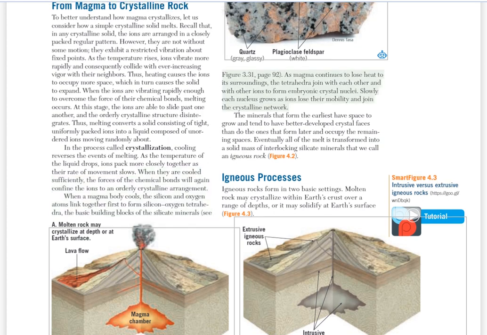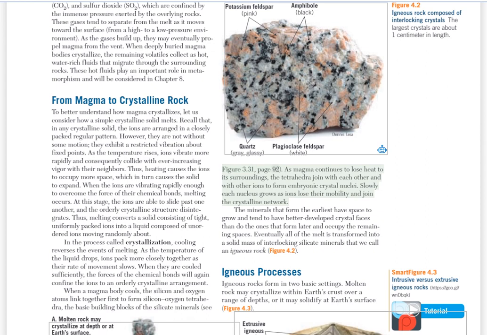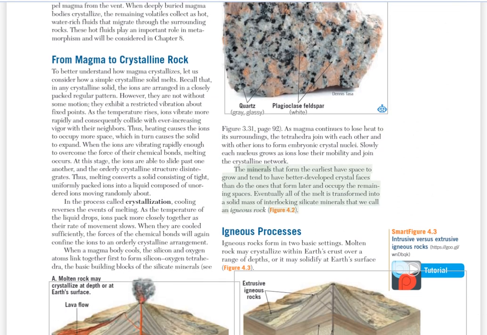See Figure 3.31, page 92. As magma continues to lose heat to its surroundings, the tetrahedra join with each other and with other ions to form embryonic crystal nuclei. Slowly each nucleus grows as ions lose their mobility and join the crystalline network. The minerals that form the earliest have space to grow and tend to have better developed crystal faces than do the ones that form later and occupy the remaining spaces. Eventually all of the melt is transformed into a solid mass of interlocking silicate minerals that we call an igneous rock.